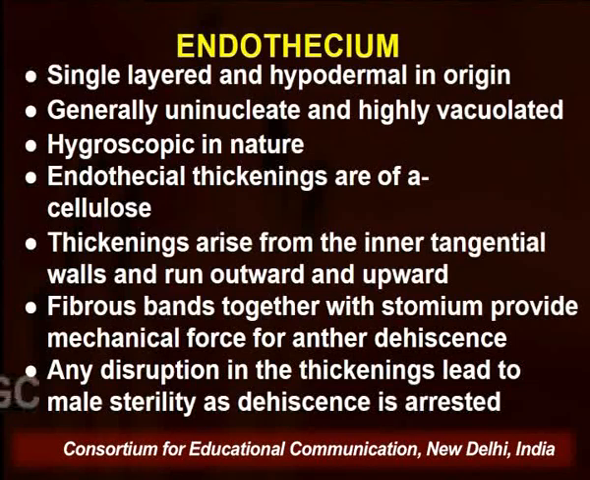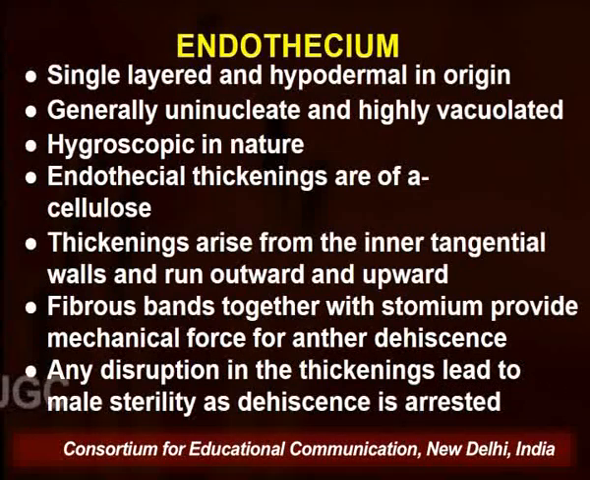Inner to the epidermis, the second wall layer of the anther is again a single layered structure which is hypodermal in origin, and it is called the endothecium. The cells of the endothecium are generally uninucleate and highly vacuolated. They are somewhat elongated. They are hygroscopic in nature, and the characteristic feature of endothecium is that there are thickenings of alpha cellulose present on the inner tangential walls of the endothecial cells. These thickenings run outwards and upwards from the inner tangential walls.